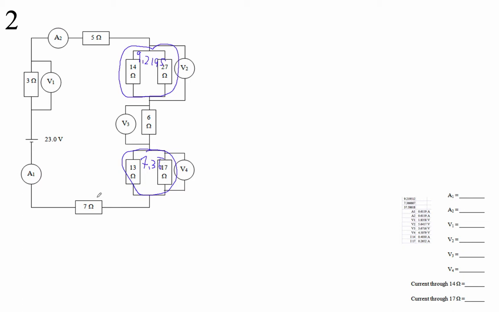So now we've got a 3, a 5, a 9.2195, a 6, a 7.366666, and a 7. That's a series circuit, so we can now solve for A1. Let's do that. A1 is going to be V over R, and that's 23 volts divided by a whole bunch of things.